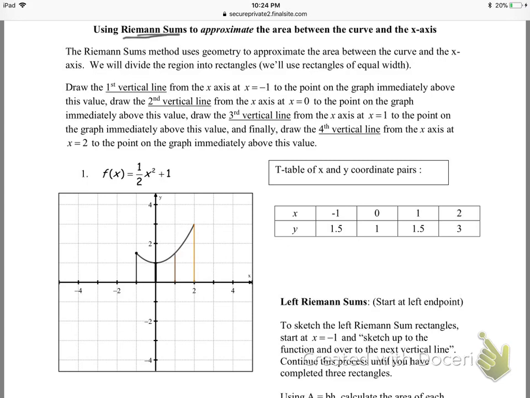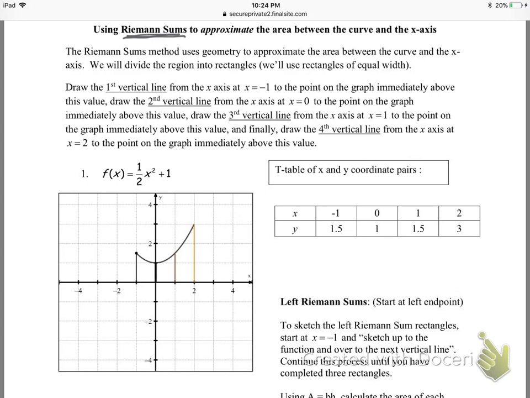Alright, here is our new technique. It's called Riemann Sums. Riemann Sums is going to be used to approximate the area between the curve and the x-axis. So at this point we don't know the rules of integration where you can get an exact answer. So we're going to use Riemann Sums as an approximation tool. I'm going to teach you right Riemann Sums and left Riemann Sums, and then we'll talk about what this does for us and how we can work with these problems.